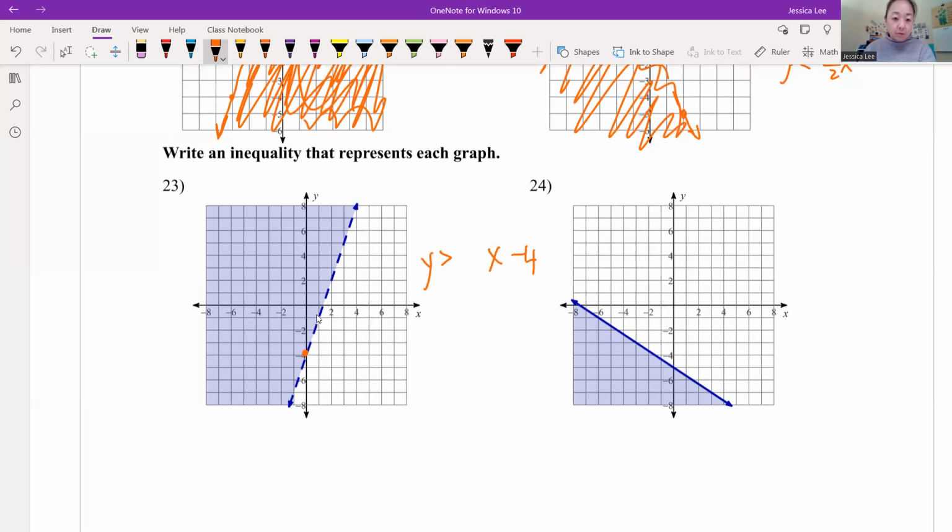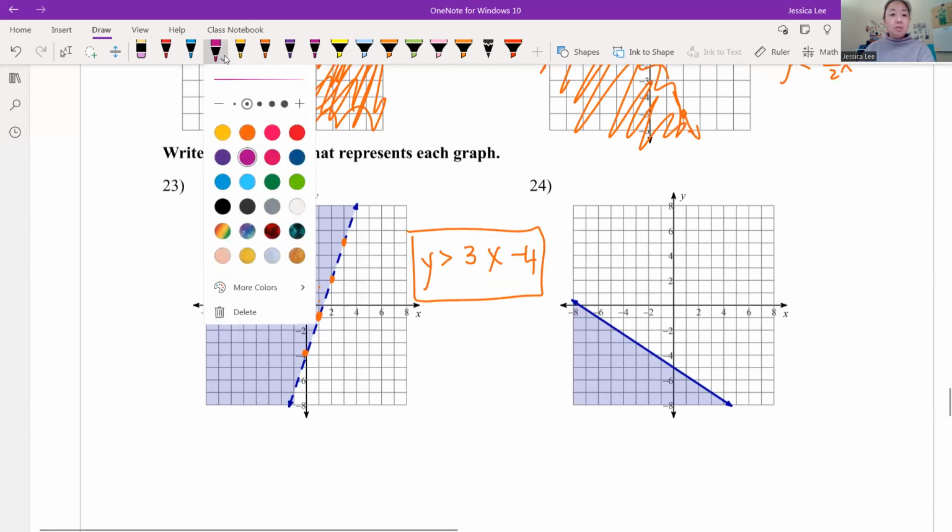Find another point. Ooh, this point right here. Up 1, 2, 3 over 1. Let's see if that's true. Up 1, 2, 3 over 1. Oh, good. I land on the line again. So I know it's going to be 3 over 1 or just 3. So there is my inequality. See? Not that bad. Going on to the next one.